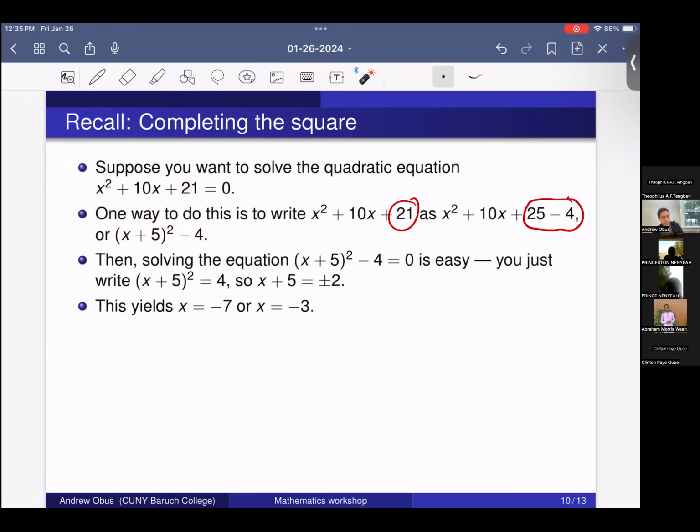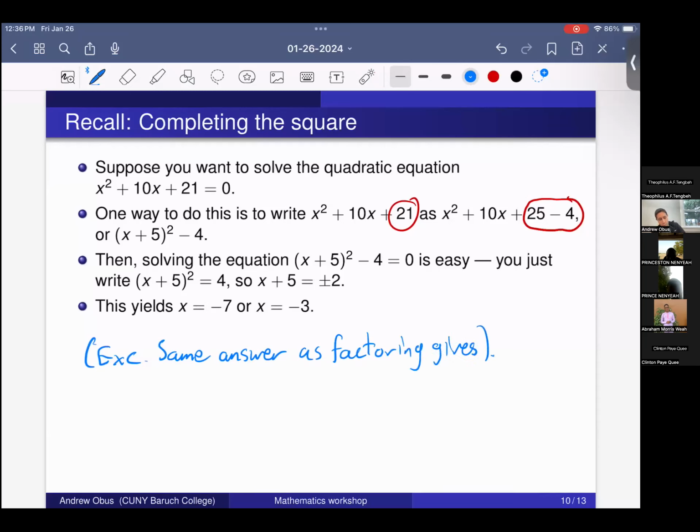And now this is an easy equation to solve. So if you want to solve (x plus 5) squared minus 4 equals 0, which is the same equation that you started with, this is easy because you just move the 4 to the other side. So you have (x plus 5) squared equals 4. And so that's going to give you x plus 5 equals plus or minus 2. You just take the square root of both sides. And once you have x plus 5 equals plus or minus 2, then you just solve the two different equations. One of them is going to give you x equals minus 3, and the other one's going to give you x equals minus 7. And I'll just say, as an exercise, this is the same answer as factoring gives.